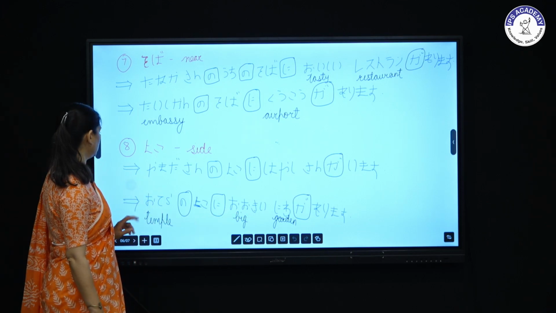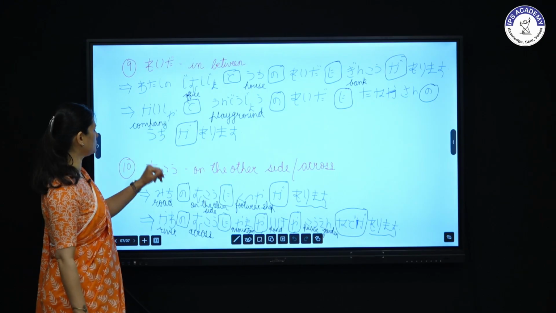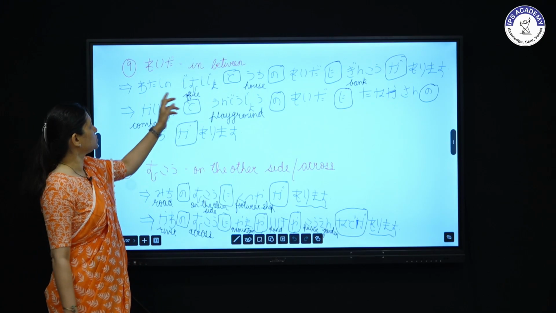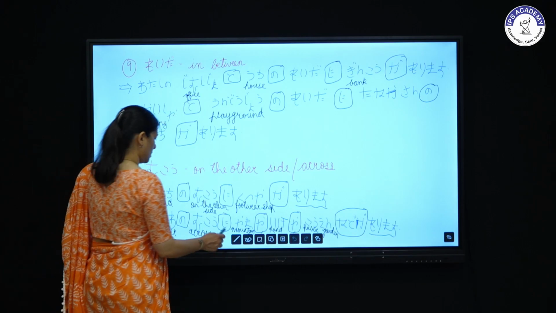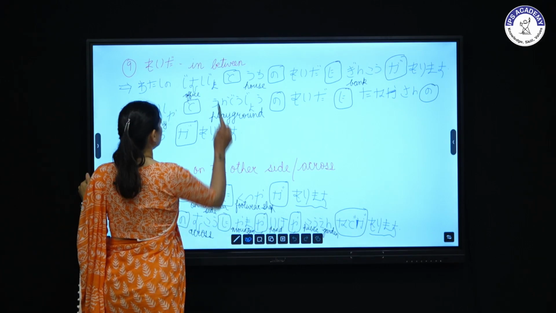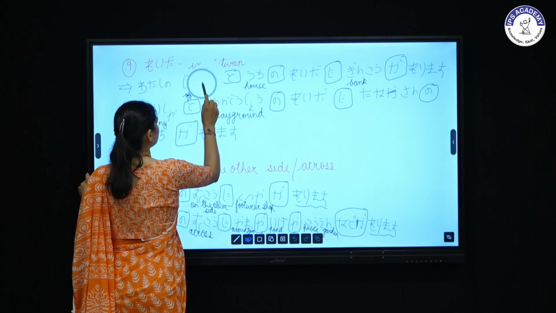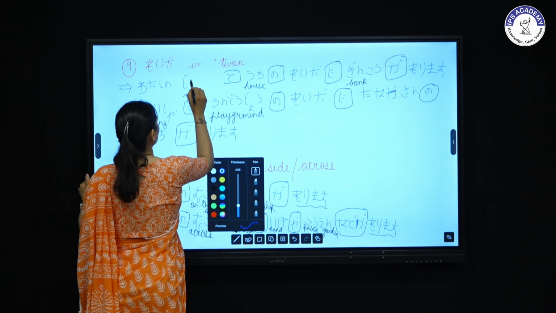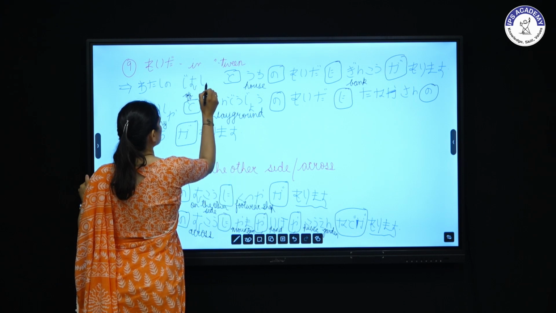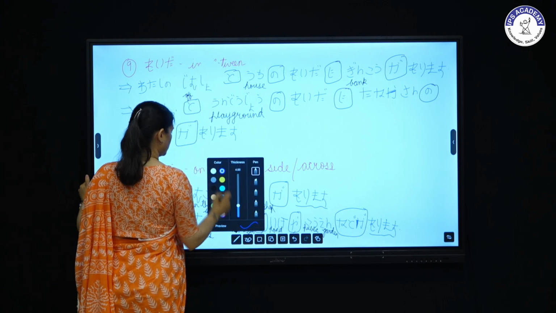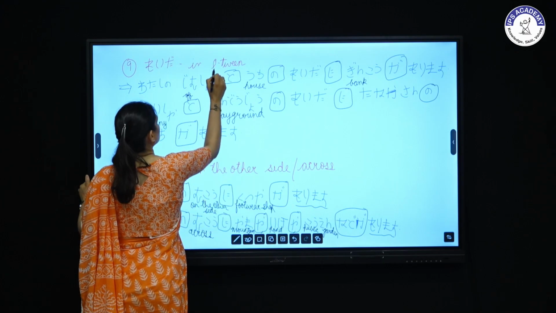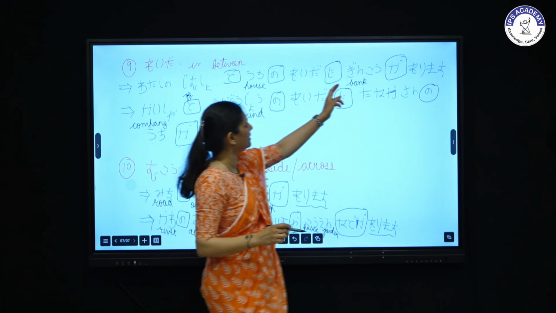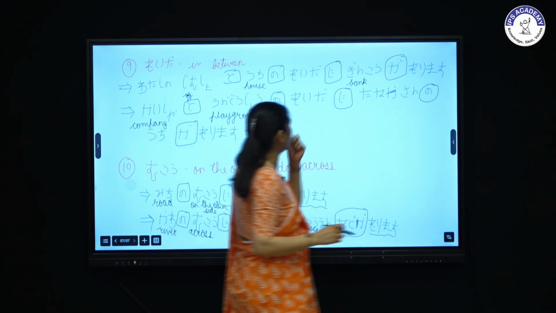Wakarimasu ka? And the last two prepositions are aida, which means in between. Watashi no jimusho. Just correct this word. It's jimusho. Okay. Watashi no jimusho to uchi no aida ni ginkou ga arimasu.